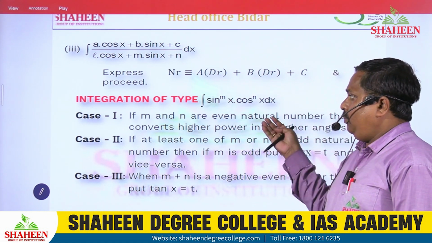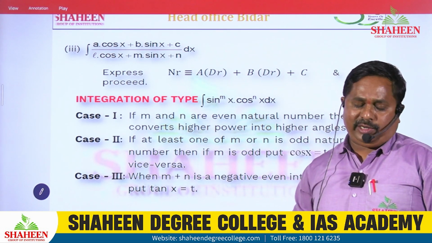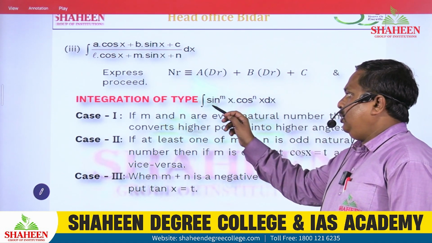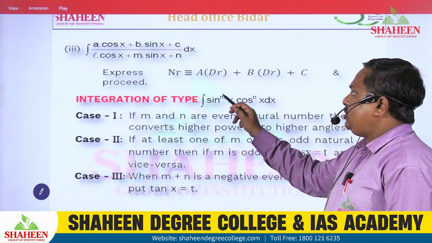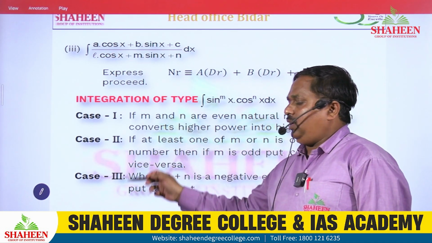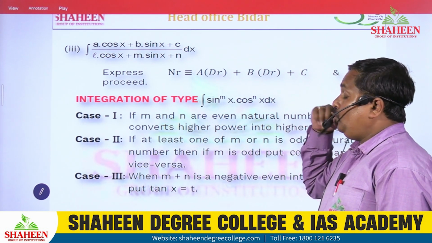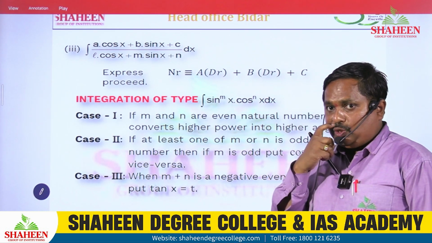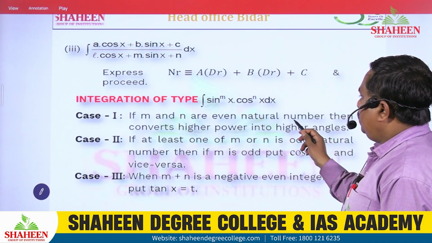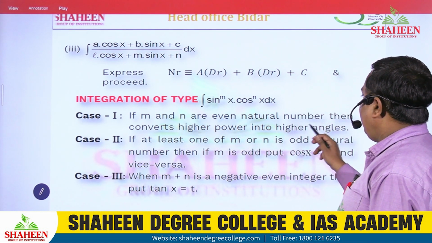But before that, here is something about the substitutions we make in the given integrals. Suppose the integral is in the form of sin^m x into cos^n x dx. So we have three cases here. One, if m and n are even natural numbers, meaning both powers m and n are even natural numbers, then convert the higher power into higher angles.